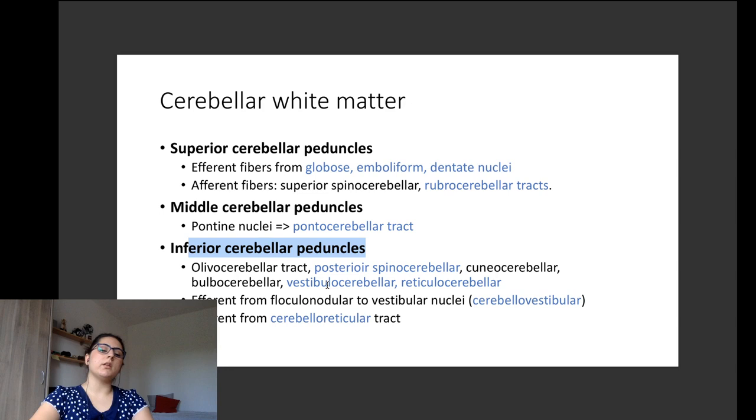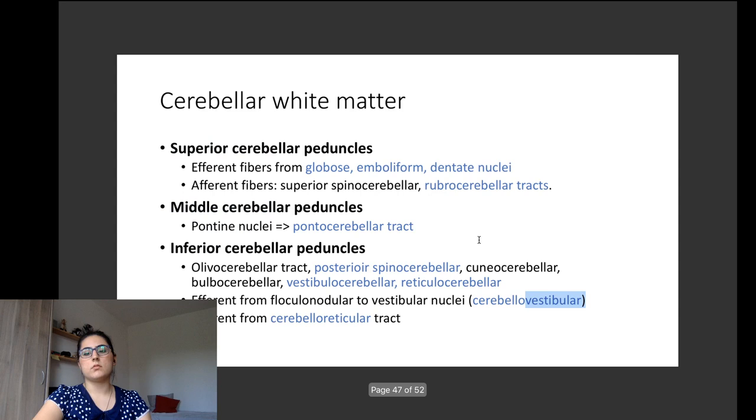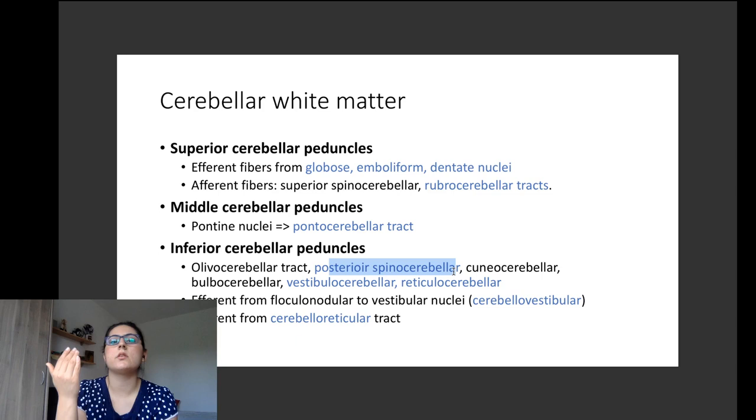You know that, for example, the vestibular nucleus is somewhere here. So it's going to have to go upwards, right? You're going to have to use the inferior cerebellar peduncle to go to the cerebellum. It makes sense for it to be here. Then you've got the posterior spinocerebellar tract, from the spine to the cerebellum. So again, it's going up. It makes sense for it to cross through the inferior cerebellar peduncle.